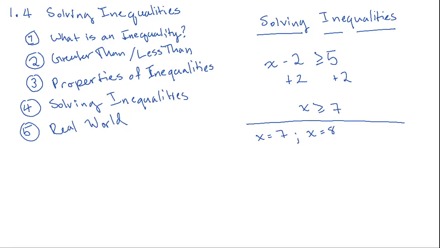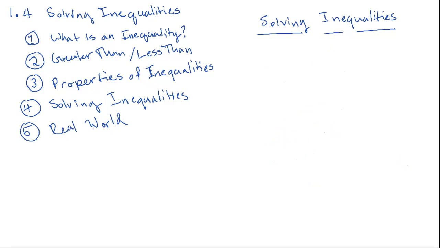If x is equal to 7, then I have 7 minus 2 is greater than or equal to 5. Let's see if this checks out. 7 minus 2 is 5. 5 is greater than or equal to 5. So yes, this indeed checks out. Now, what if instead you have 8? In that case, you would have 8 minus 2 is greater than or equal to 5. 8 minus 2 is 6. 6 is greater than or equal to 5. So once again, this statement is true and it checks out.